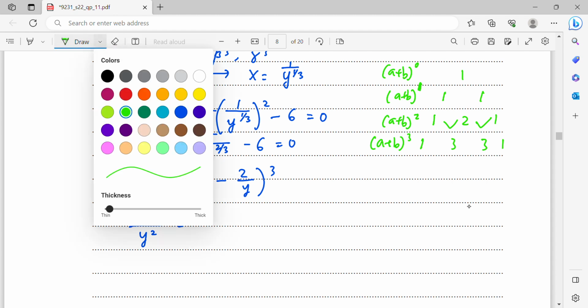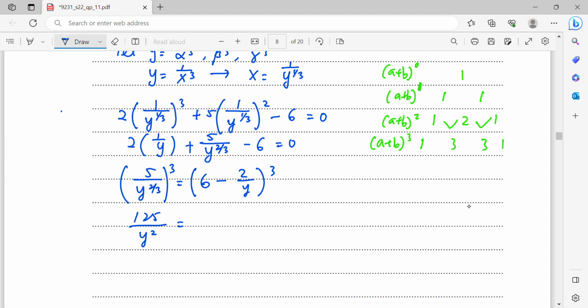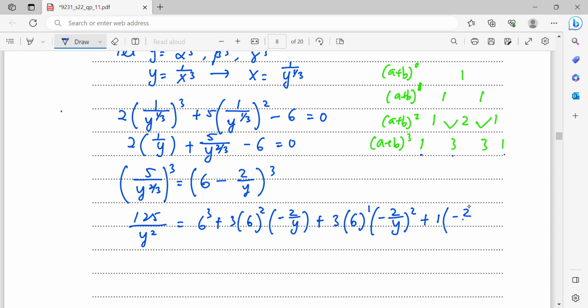Otherwise you can just expand using the binomial expansion. So here I will get 6 cubed plus, because here is 1, so 1 times 6 cubed is 6 cubed. Then the coefficient is 3, so 3 bracket 6 square, then negative 2 over y, plus the next coefficient is 3. Then now 6 square becomes 6 degree 1, negative 2 over y degree 2. Lastly, the coefficient is 1, so 1 bracket negative 2 over y degree 3.